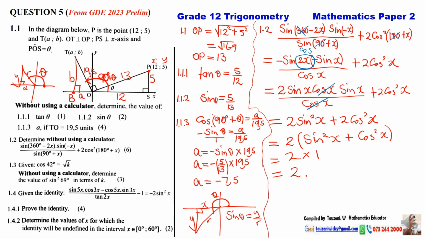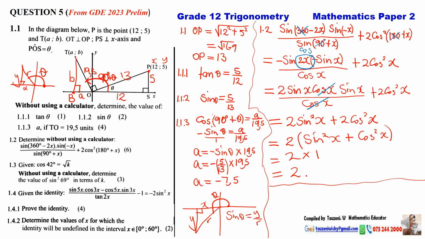I have answered question number 1.2 by applying reduction formulas, negative angle cofunctions, then followed by a double angle. I must be able to do something like this for 6 marks. So what do we learn from number 1.2? We need to be sure about how to apply reduction formulas.